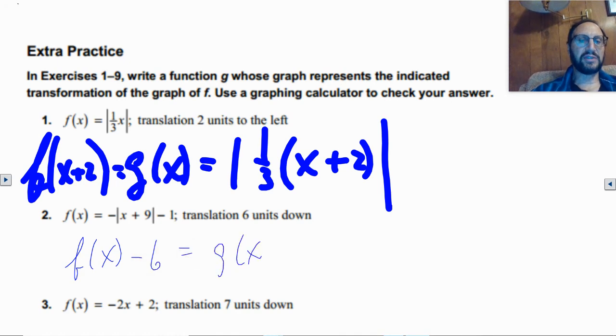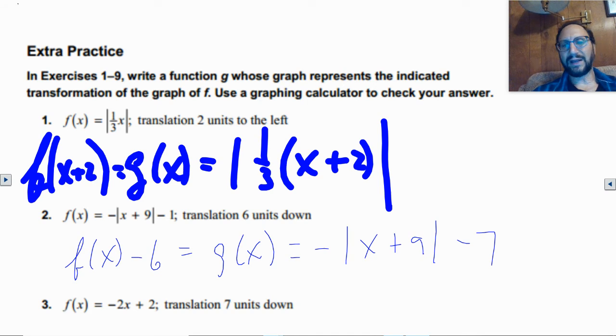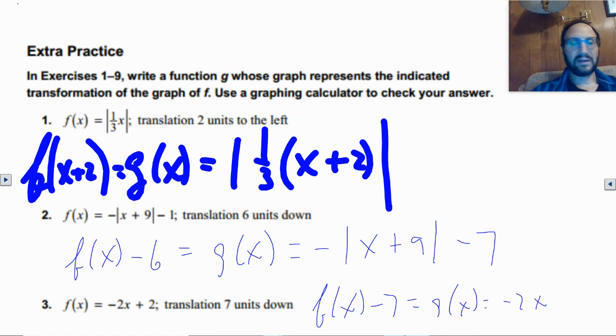Our new name is g of x, and the only thing I'm going to change is the minus 1 part, so the absolute value of x plus 9 minus 7, because it went down 6. And I know you can do minus 7, minus 1, minus 7, minus 1, minus 6 in your head. This one goes 7 units down, so it's going to be f of x minus 7. So our new name is g of x. So negative 2x, and 2 minus 7 is minus 5.